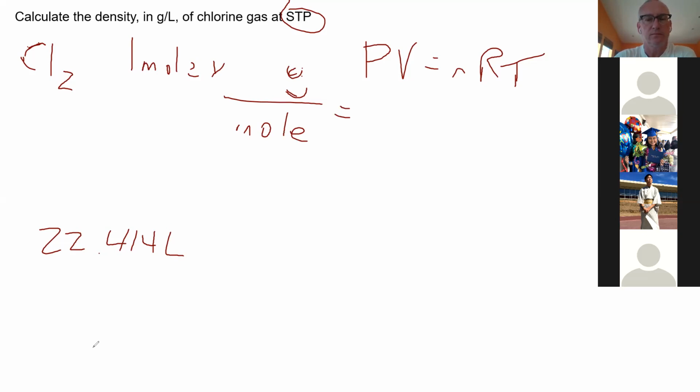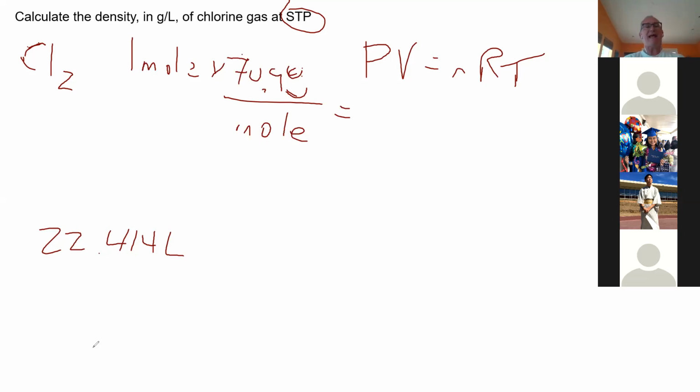35.45, because that's the molar mass of chlorine. But it's Cl2, so times 2, which is 70.9. All right, so it's 70.9 grams.